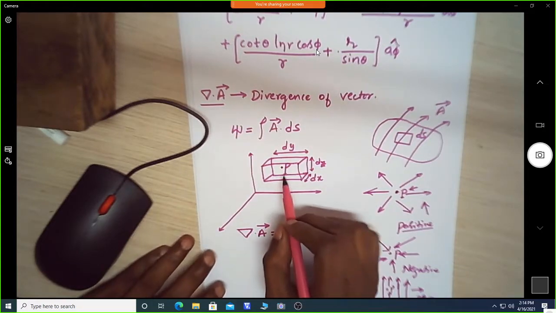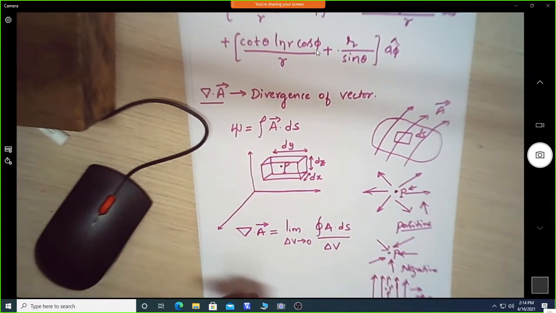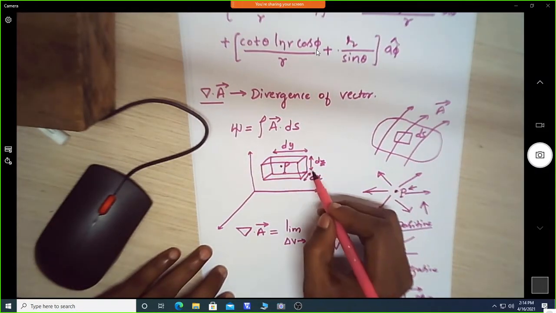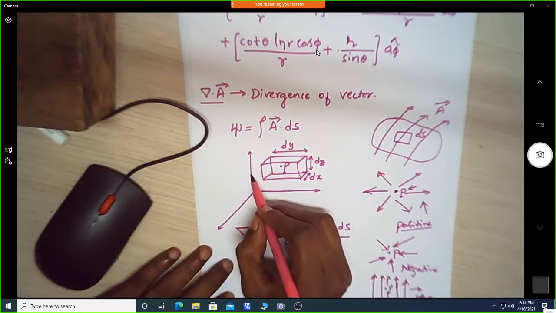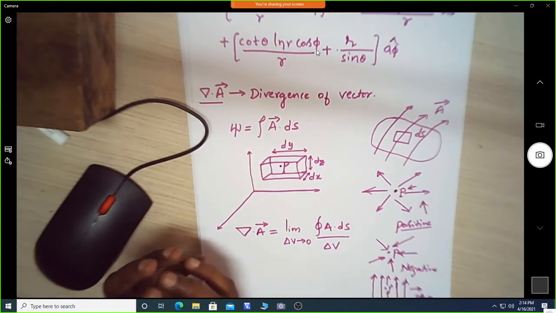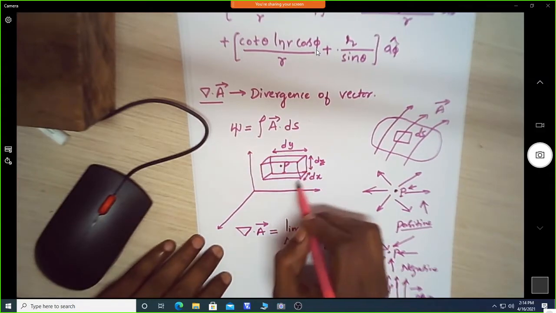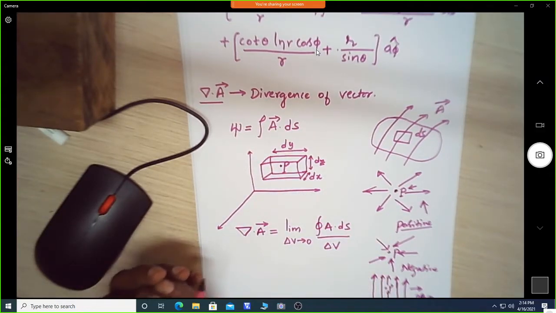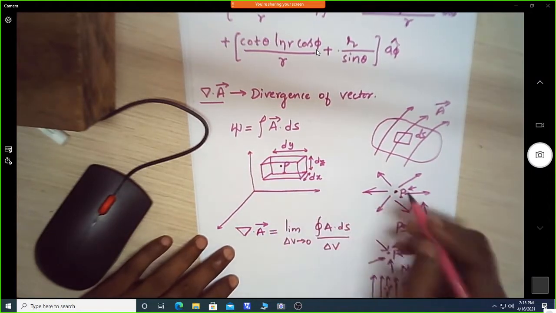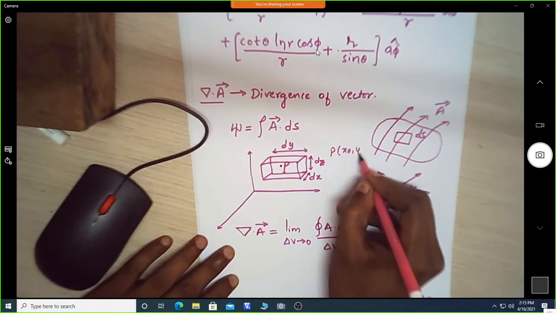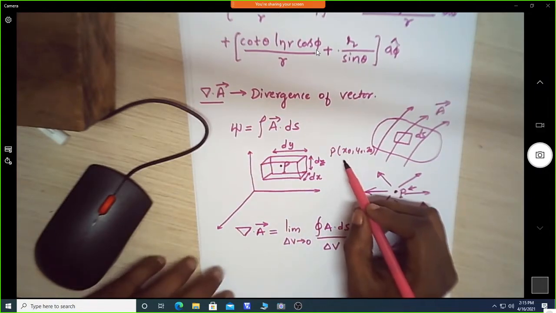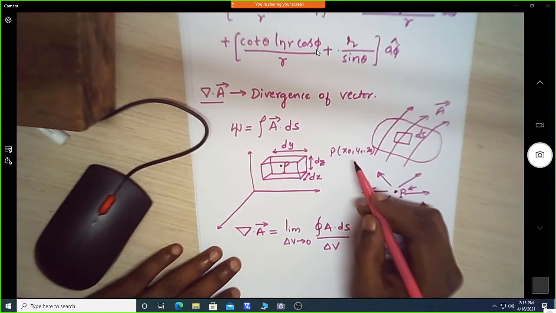So now you can see this volume contains many surfaces: this is a front surface, and similarly opposite to that the back surface, this is a right surface, this is a left surface, and top surface, bottom surface, like that, okay. So now if I evaluate the vector A on all the surfaces, then it will give the total divergence of vector A at point P, okay. That point P, I can define as x naught, y naught, z naught, let us say.